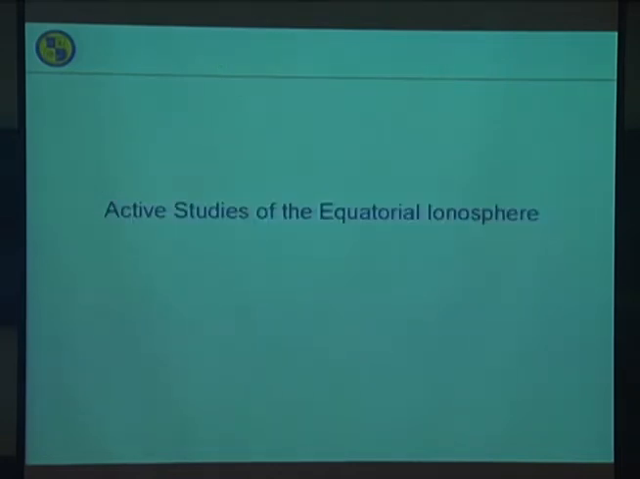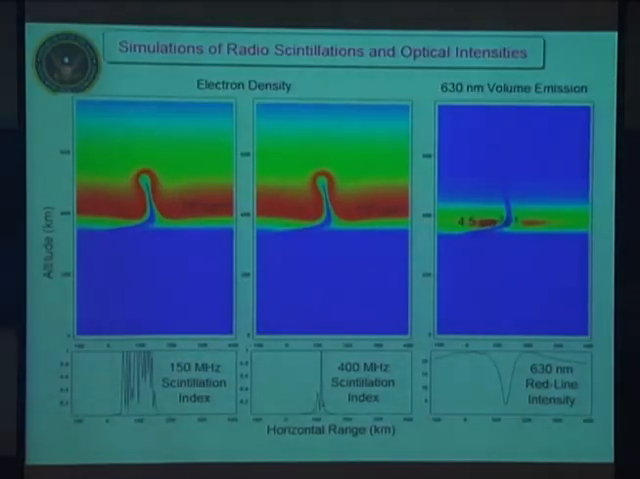Next slide, please. So let's see, how do we use active experiments to study the equatorial ionosphere? We all know that bubbles are formed through a Rayleigh-Taylor instability. If you propagate a 150 megahertz wave through that, you'll get scintillations on the ground, both at 150 megahertz and 400 megahertz. Or if you sit on the ground with a red line camera, you'll see a structure that mimics the singlet D production in the ionosphere. So that's one way of looking at the irregularities in the equatorial region.